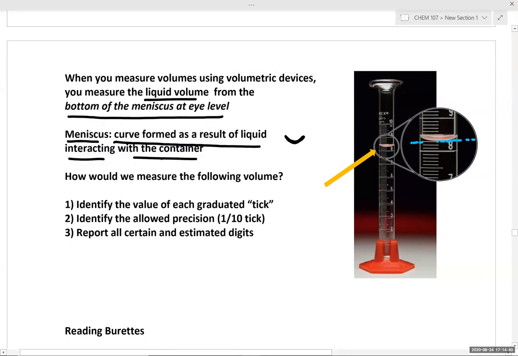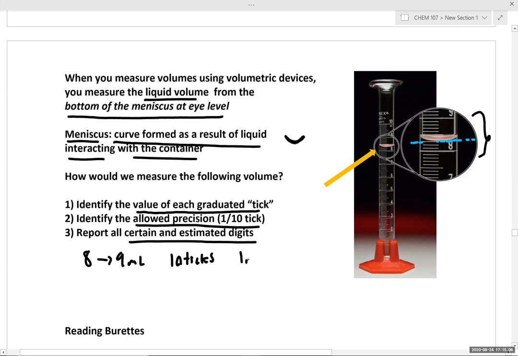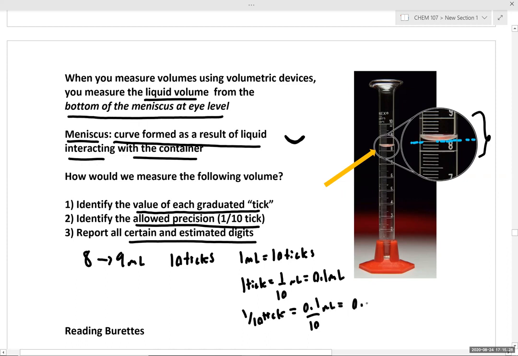Now, just like before, this is a graduated device. So we have to follow our standardized procedure. First, we figure out the value of a graduated tick. We identify the allowed precision, 1/10 of a tick, and we report all of our certain and estimated digits. To go from 8 to 9 milliliters, it takes us 10 ticks. So we know 1 milliliter is equal to 10 ticks. In other words, 1 tick is equal to 1/10 of a mL, or 0.1 mL. For 1/10 of a tick, we in turn get 0.1 over 10 mL, which gives us 0.01 milliliters. So we can estimate up to 1/10 of a tick, and we measure our volume from the bottom of the meniscus.